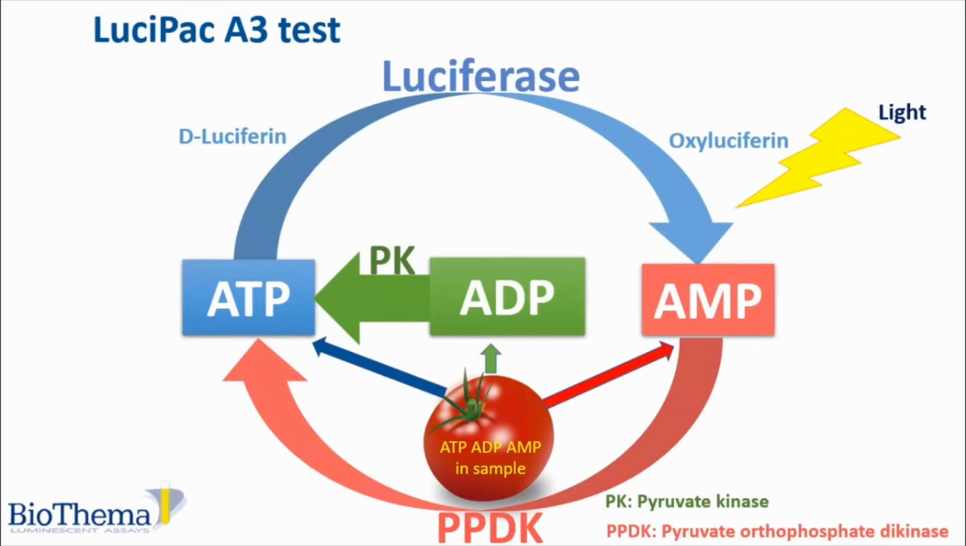Kikkoman has added two more enzymes, pyruvate kinase and pyruvate orthophosphate dikinase, converting the degradation products of ATP, that is ADP and AMP, back to ATP. Thus, the light signal is proportional to ATP plus ADP plus AMP in the sample, rather than just ATP. This dramatically changes the outcome and the properties of the assay. I don't even like to call A3 an ATP assay, as it's actually measuring ATP plus ADP plus AMP.